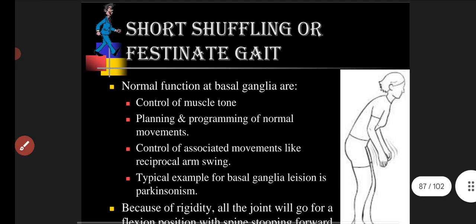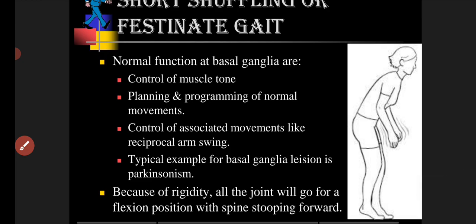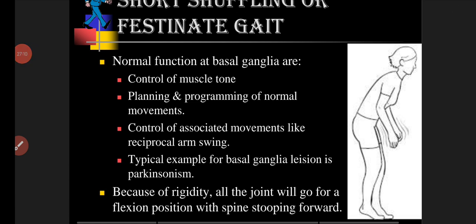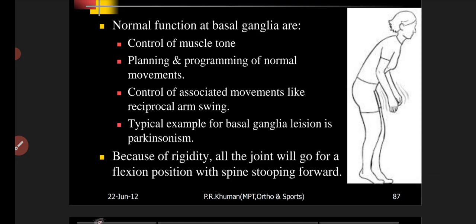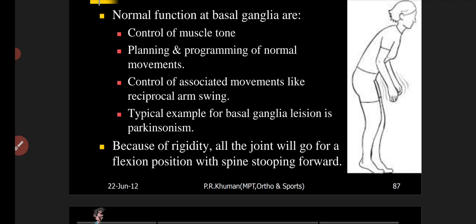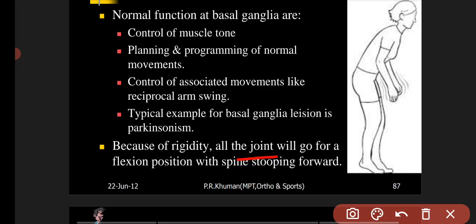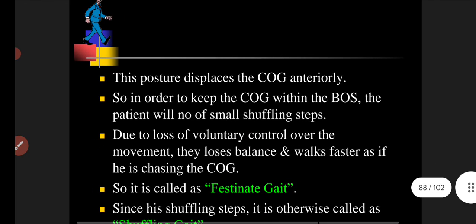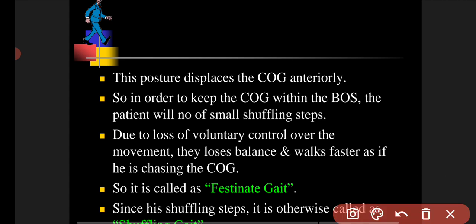The normal functions of the basal ganglia are control of muscle tone, planning and programming of normal movement, and control of associated movements like reciprocal arm swing. A typical example of basal ganglia lesion is Parkinsonism. Because of rigidity, all the joints go into flexion and the spine stoops forward. This posture displaces the center of gravity anteriorly.